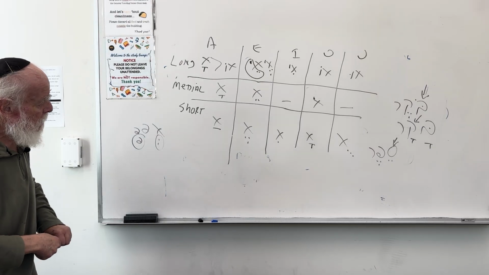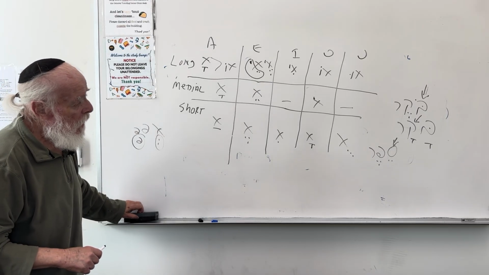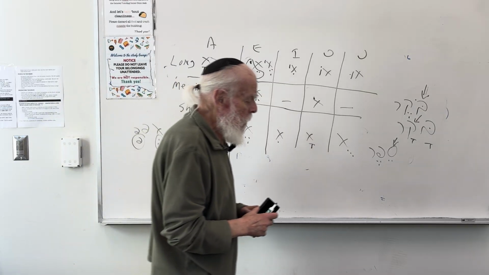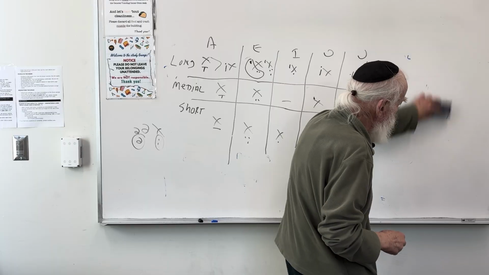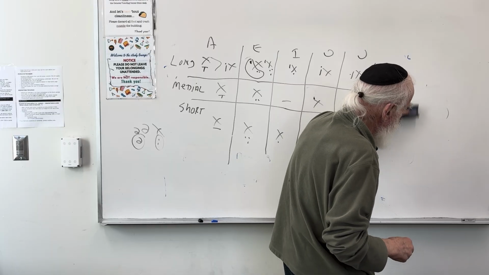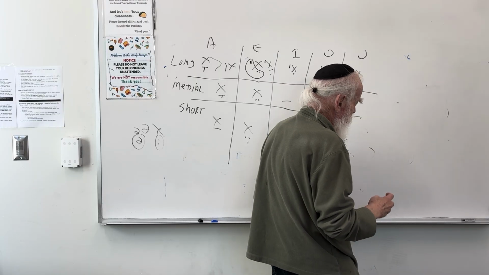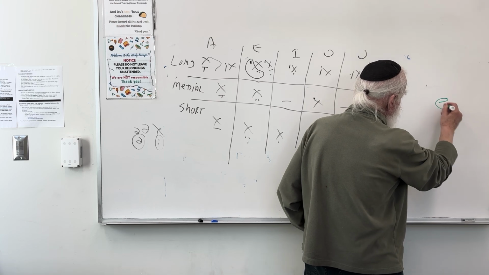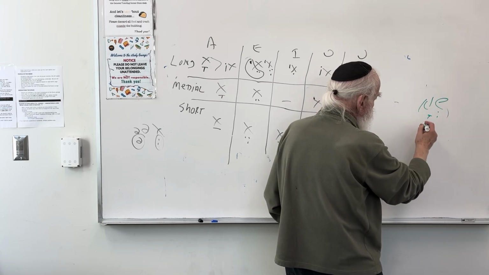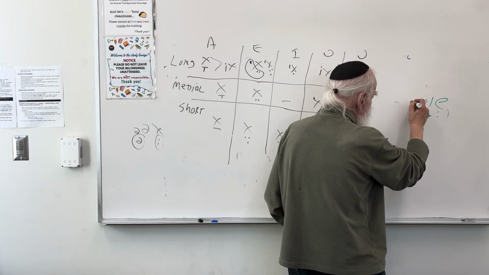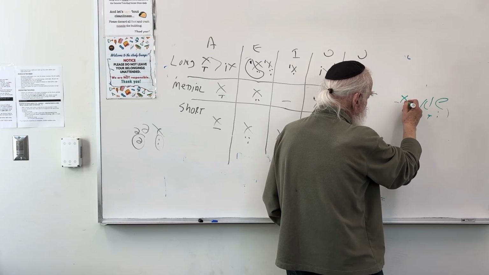I'm afraid I need to use the board a little bit here. Let's first get down the name. The word is called the shva. As I write the word on the board, shva. This is the shva. The shva looks like this underneath the letter.